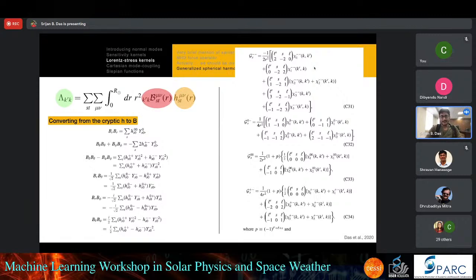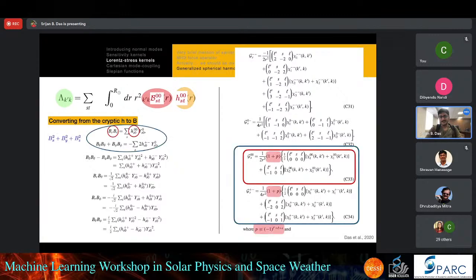All right. So if I may go forward, I'll just draw your attention to a small detail here. Don't look at anything other than the highlighted box. You see there is a 1 plus p sitting in the kernels itself. And p is minus 1 power L prime plus L plus S. So L and L prime are the two modes. Think about the spherical harmonics we talked about. And S is the perturbation. So this is like the picture of the integration with the three spherical harmonics that we have.